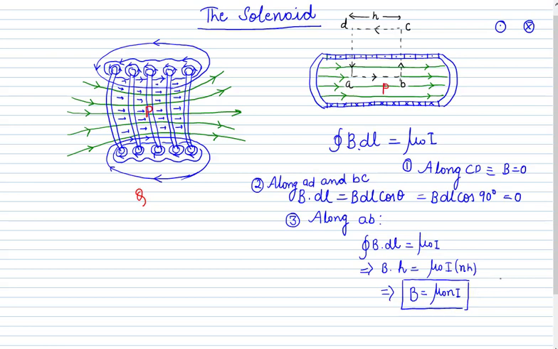So if the total turns are N and you divide it by the length, then you will have the number of turns per unit length as n. So if you are given the total turns, then you have to take it as B is equal to mu naught N upon L into I. But if it is given as the number of turns per unit length, then you will simply use B is equal to mu naught n I. So similarly, we have very simply solved this for the solenoid using the Ampere circuit law.